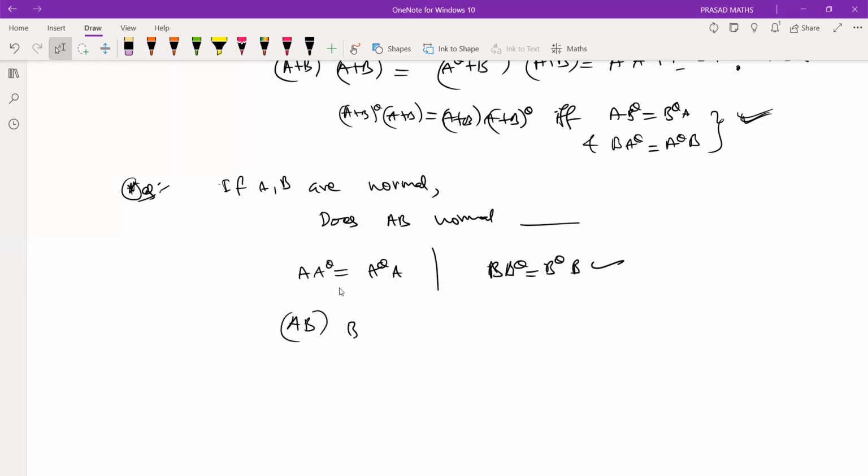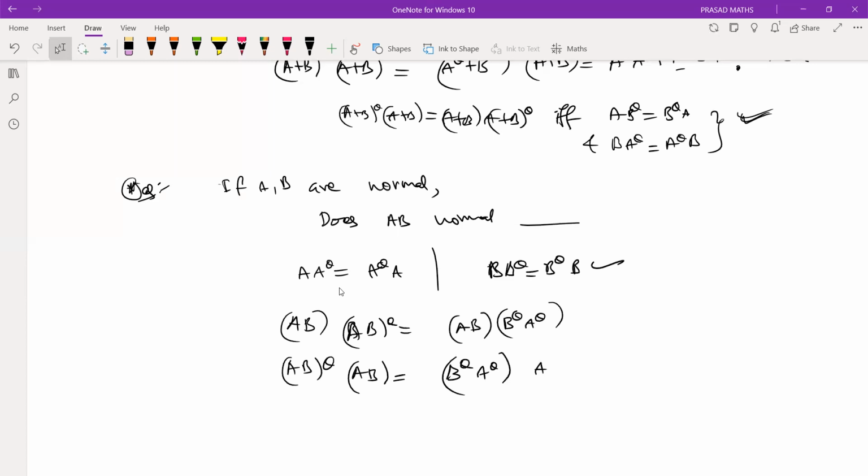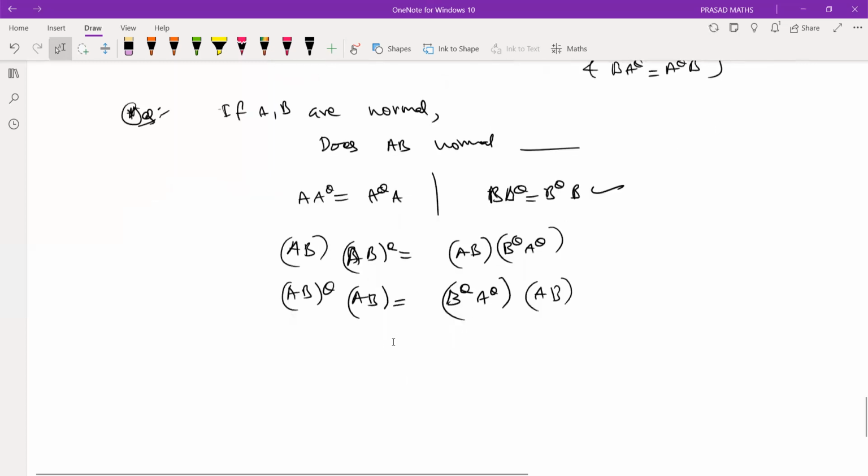So (AB) into (AB) theta, that means AB into B theta into A theta. Next, compute (AB) theta into AB. What is this? This is B theta into A theta into AB. Now tell me, are they equal?